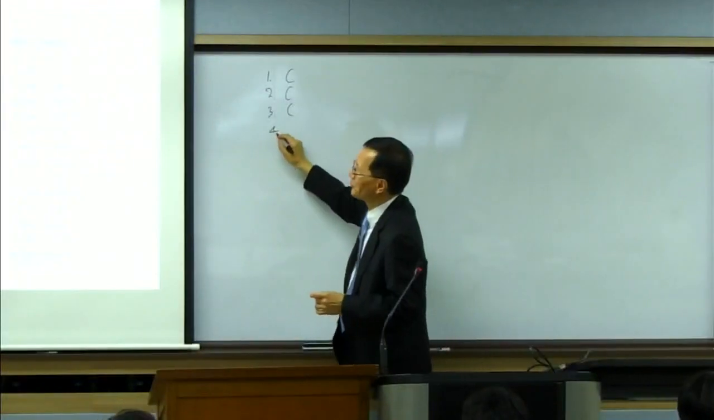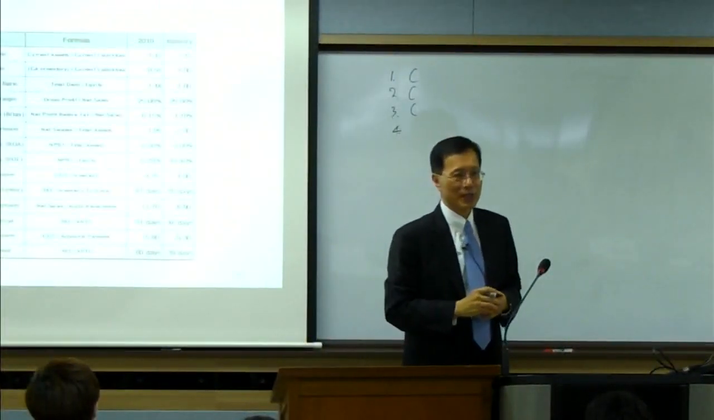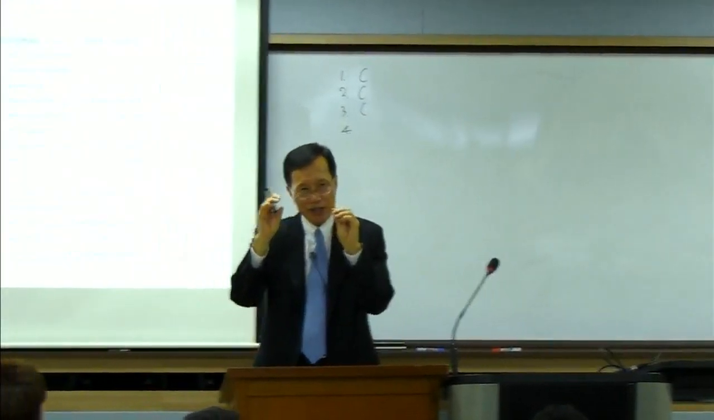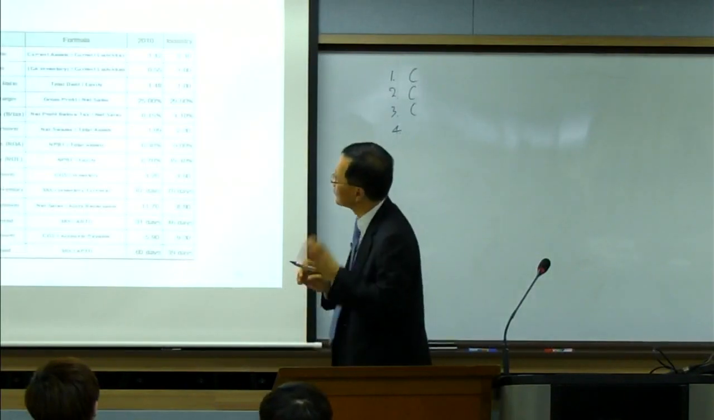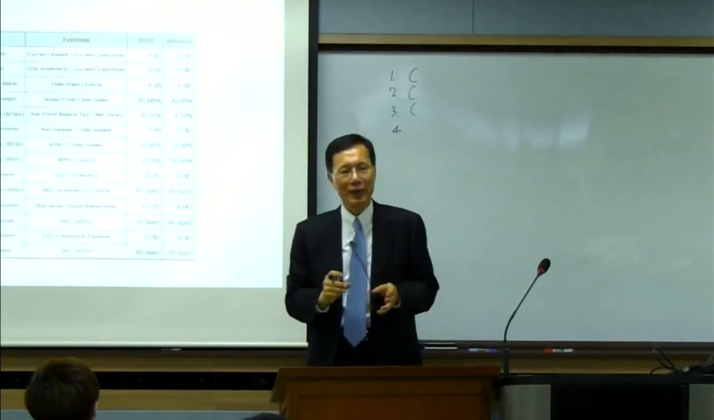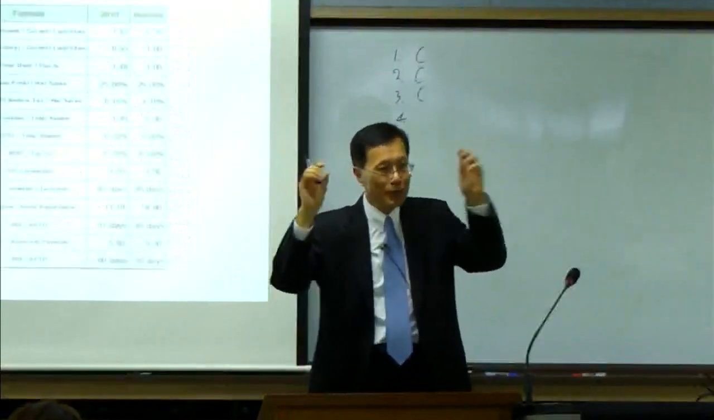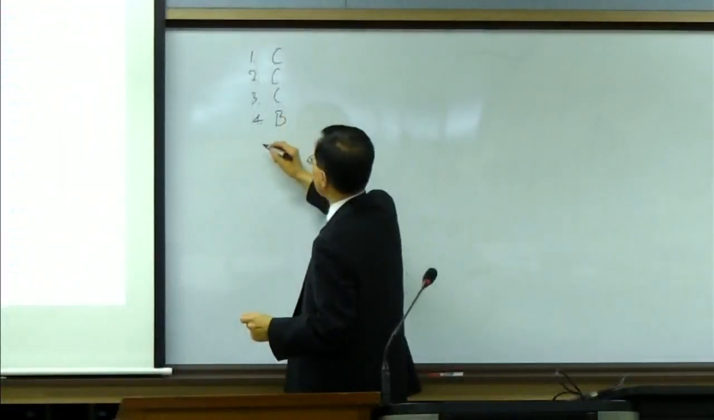Okay. 4. Gross profit as percentage of net sales. Gross profit is net sales subtracting variable cost. Okay. Gross profit 25% as opposed to 29%. 1, 2, 3. Okay. A lot of you say B.